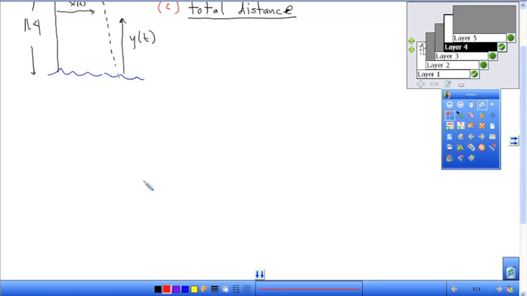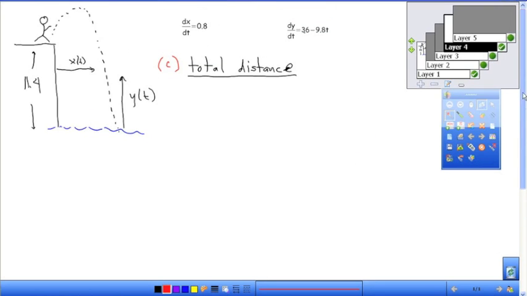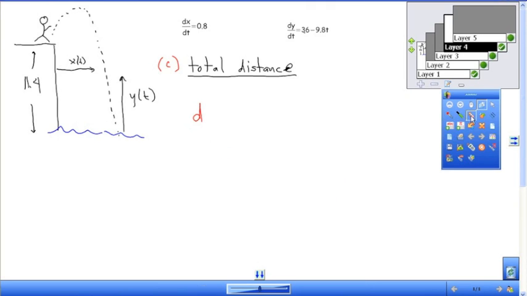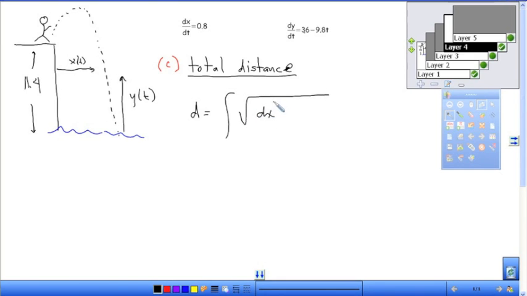Part C says find the total distance traveled by the diver. Okay, from when she starts jumping until when she hits the water. So now we know our time interval because we just calculated that in part B. And our distance here, if I was going to write an equation for distance, the distance equation would come from adding up an infinite amount of hypotenuses, and that's going to be the square root of dx squared plus dy squared. And from here, I adjust this formula based on how the function is described to me.